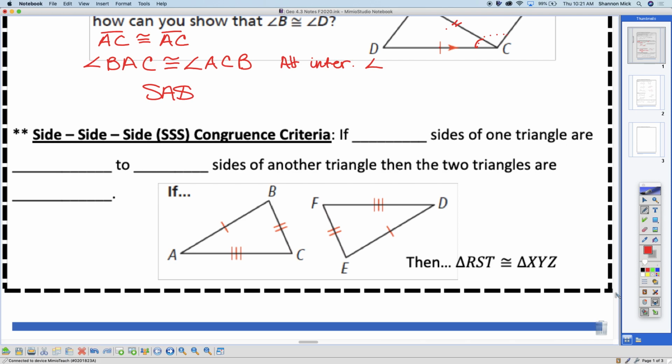Then, if all the sides are congruent, then guess what? All the angles are congruent. Well, yes. But they're just saying the two triangles are congruent. So how many sides? 3. If 3 sides of one triangle are congruent to 3 sides of another triangle, then the 2 triangles are congruent.